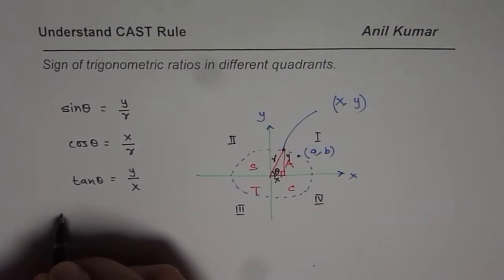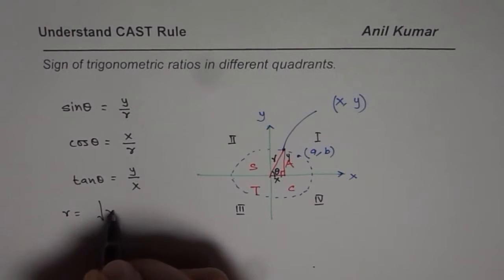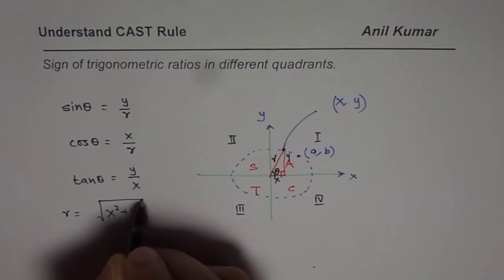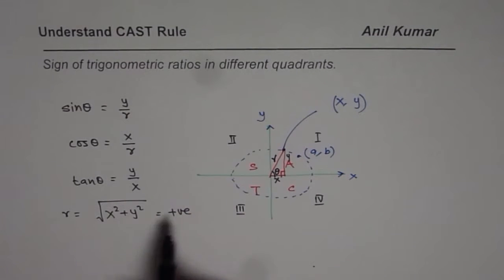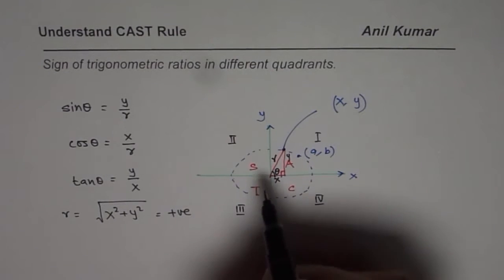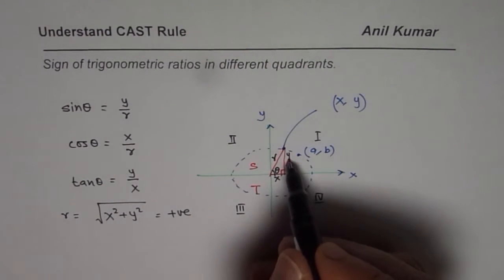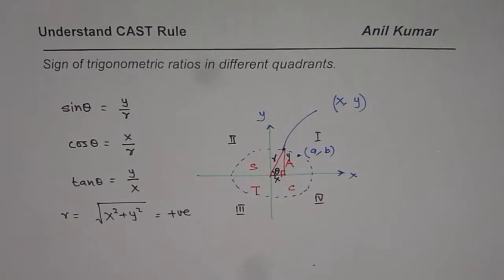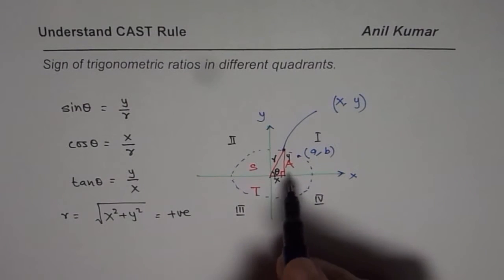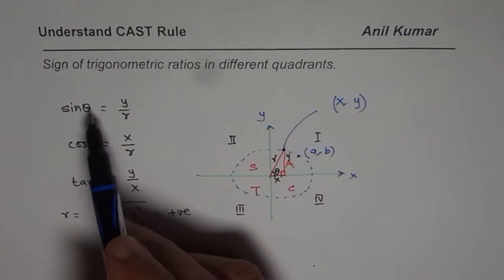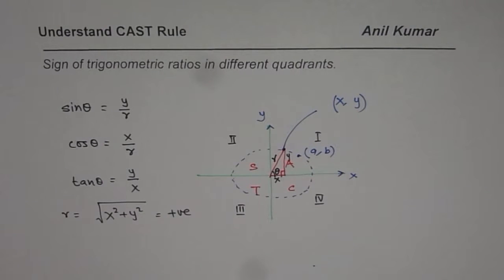The value of r is what? r is actually the square root of x squared plus y squared, which is always positive. Do you see that? r is always positive. But x and y values can be negative depending on which quadrant you are in. That is the key to understand. Depending on the quadrant, x and y values can become positive or negative, and that plays a huge role in defining the sign for all these ratios.